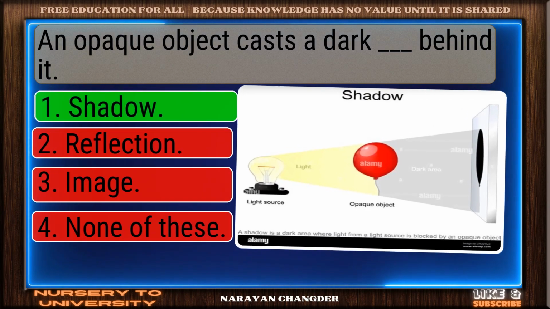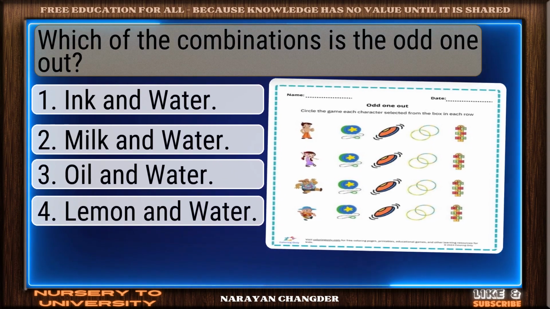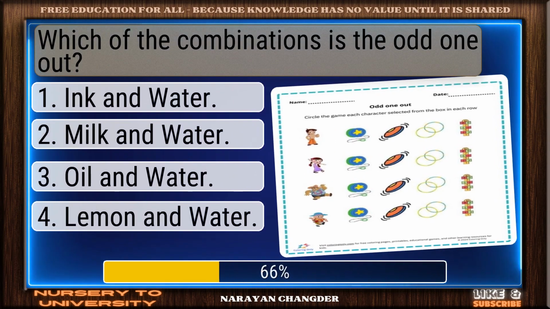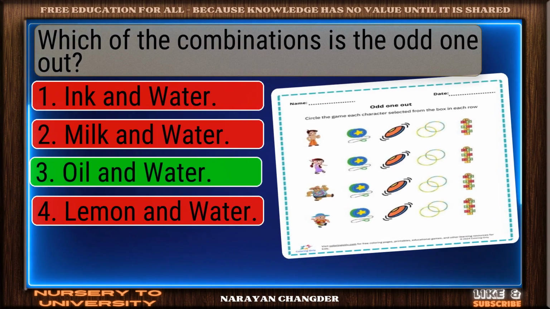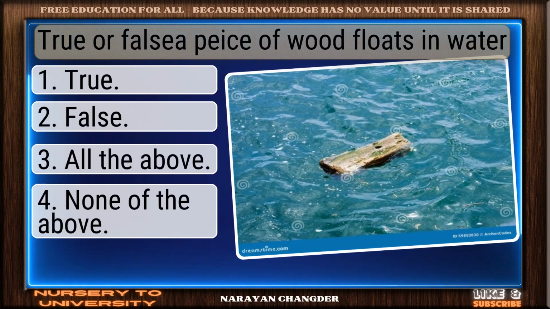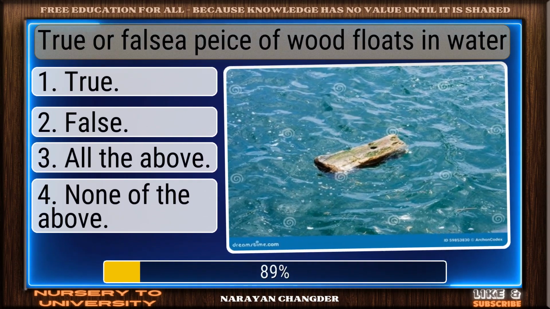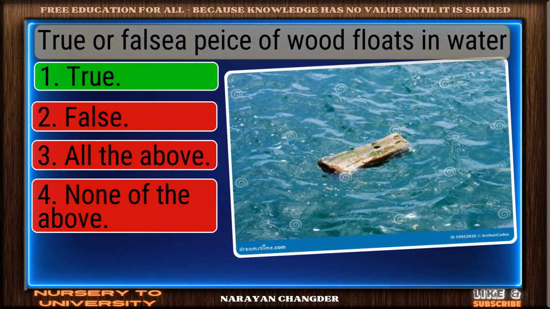Excellent. Shadow is a brilliant choice. Which of the combinations is the odd one out? Correct. Oil and water is the right answer. True or false? Piece of wood floats in water. Bravo. True is the answer.